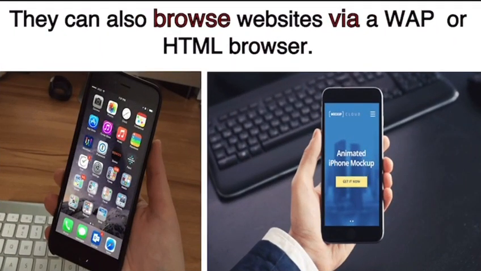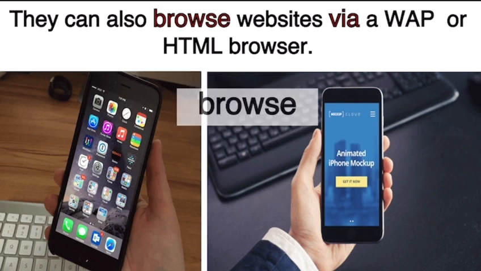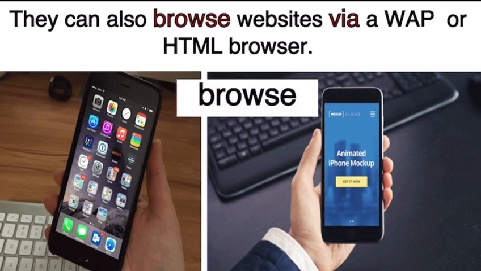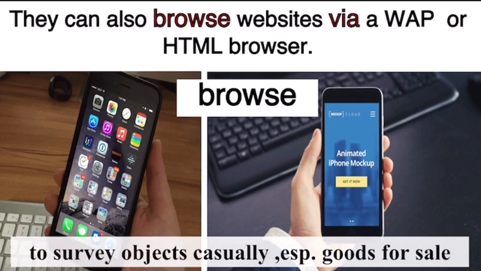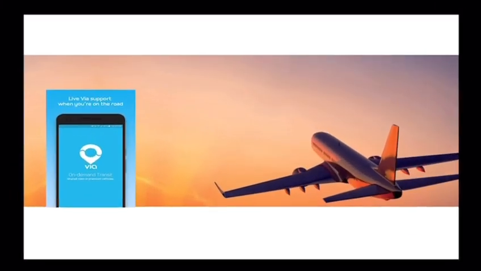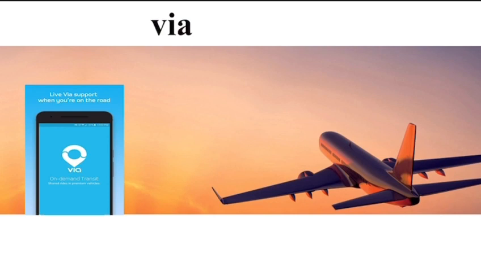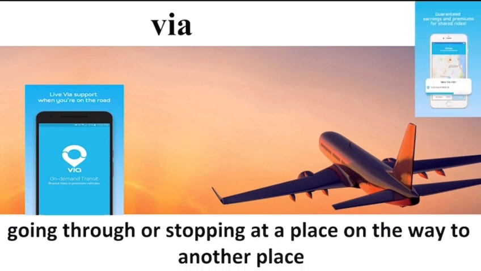They can also browse websites via a web or HTML browser. So we have two active words in this sentence. The first one is browse, as a verb, means to survey objects casually, especially goods for sale. Browse. Via. Going through or stopping at a place on the way to another place. Via.